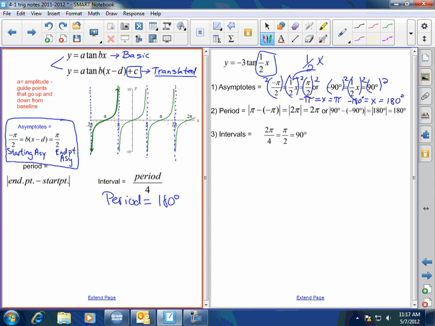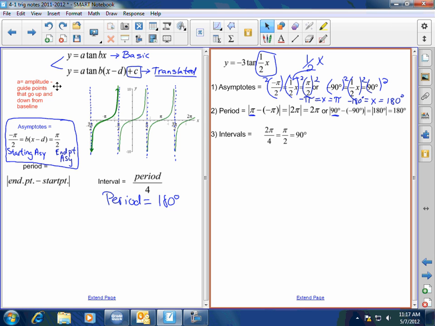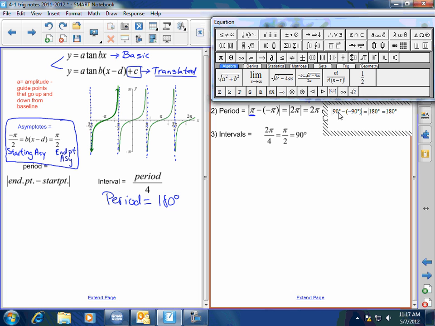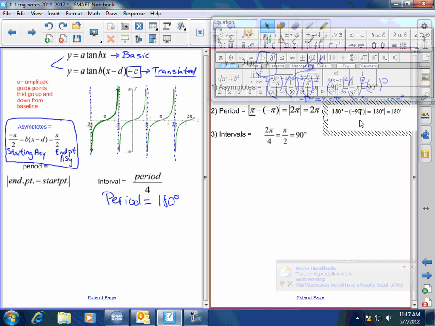Now, let's find our period. Our period is the endpoint minus the starting point. Well, my endpoint is pi, right? Or 90. Wait a second. What did I just do here? This is wrong here. My bad. And no, it's not pi over 2. We just found the asymptotes right here, the starting points and the endpoints. Where I messed up was, and I apologize greatly, that's 180. That's 180. That's 360. And that's 360.